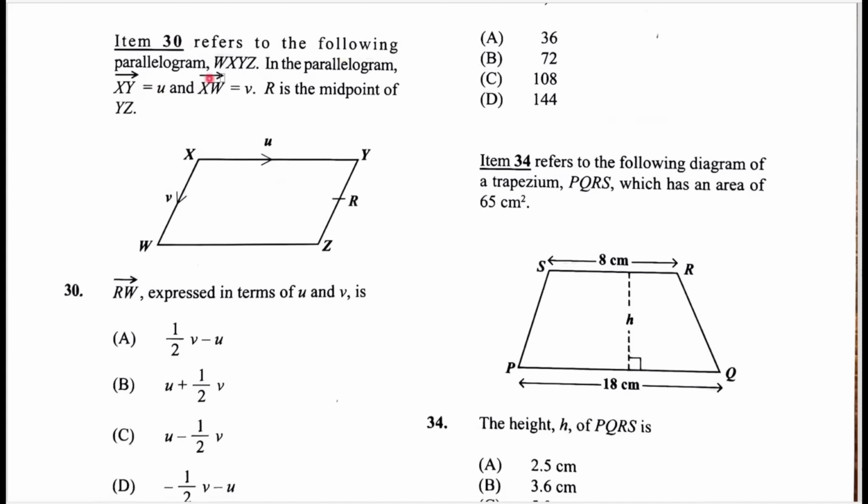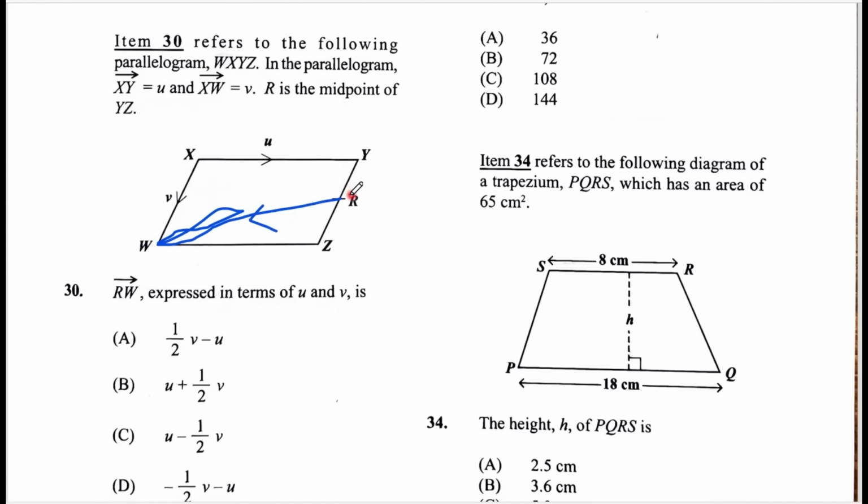Identity 44 in parallelogram WXYZ. In any parallelogram, XY is U, XW is V, and R is the midpoint of YZ. Our RW expressed in terms of U and V is... So RW is this. Again, bear with me.